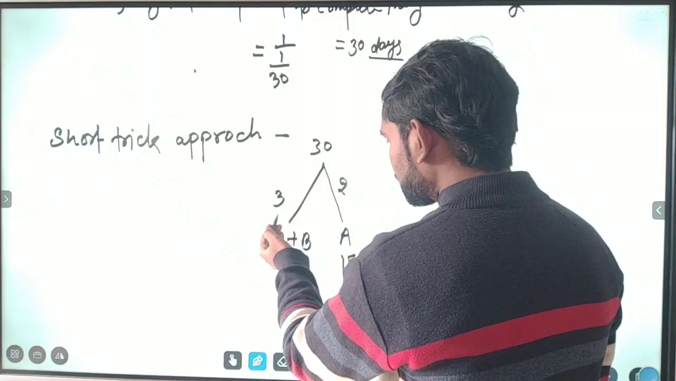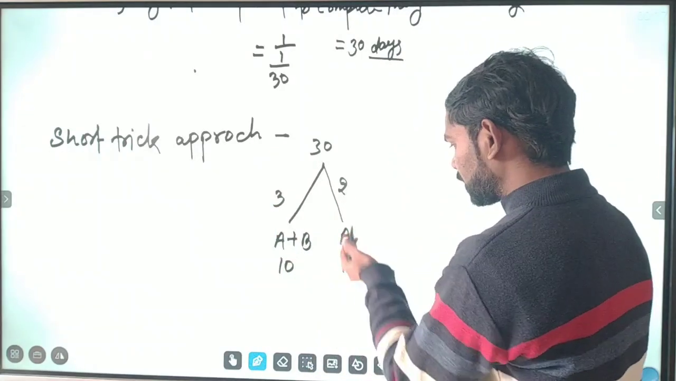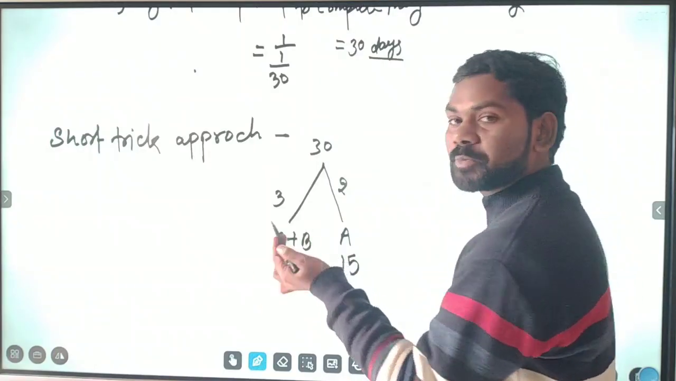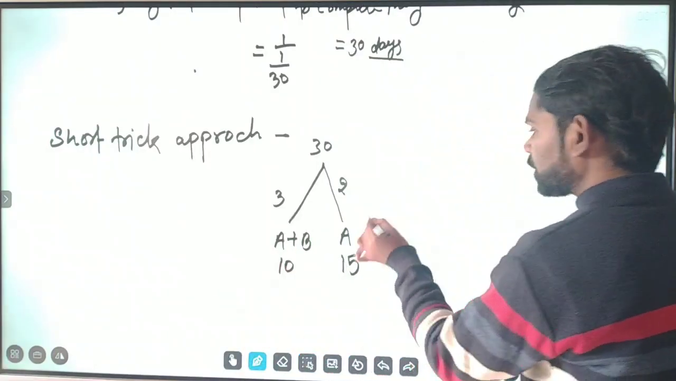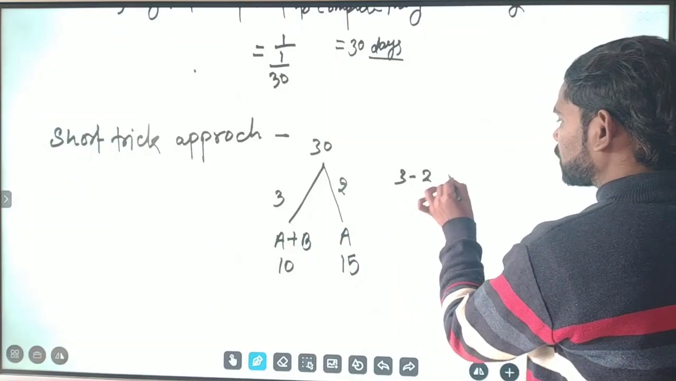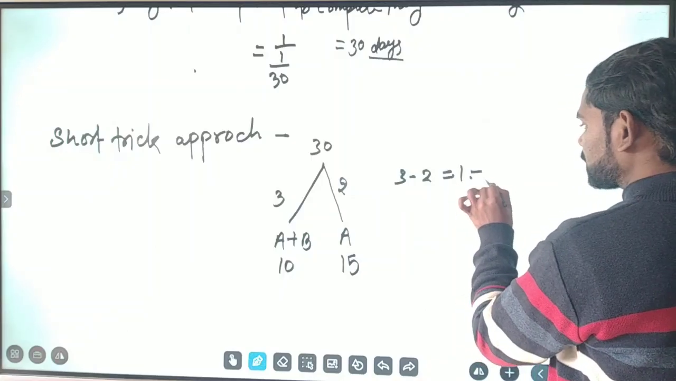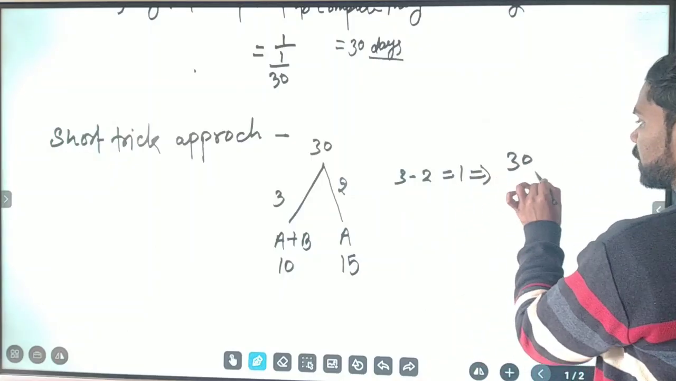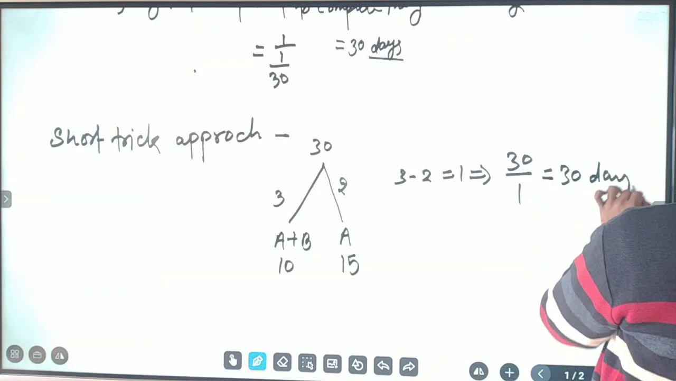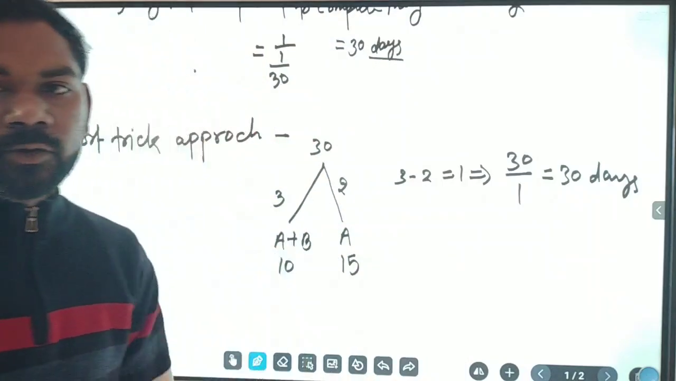Since this work is completed by A and B, and this work is completed by A, we have to find the work done by B. So we solve this: 3 minus 2 is equal to 1, and this 1 divides 30. So we divide 30 by 1, we get 30 days. So this is the short trick approach, and I hope it is clear to everyone.